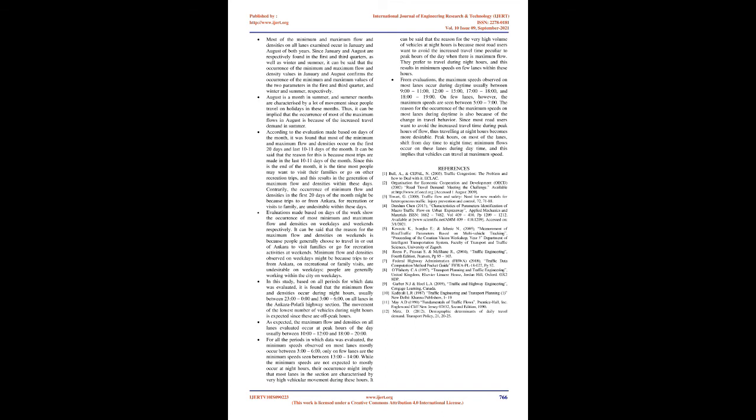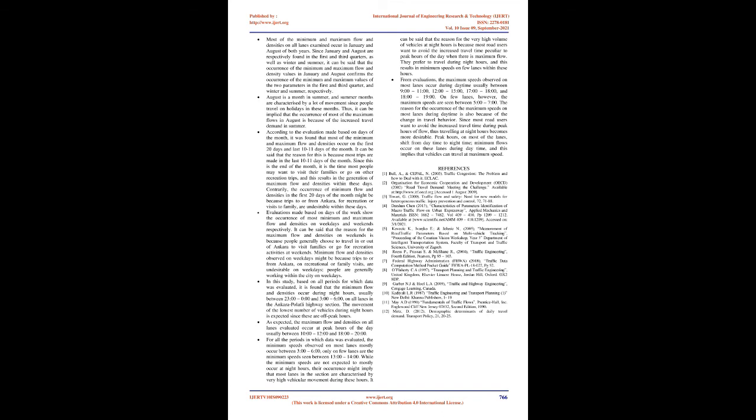In this study, based on all periods for which data was evaluated, it is found that the minimum flow and densities occur during night hours, usually between 2300 hours and midnight, and 3 o'clock and 6 o'clock, on all lanes in the Ankara-Polatli highway section. The movement of the lowest number of vehicles during night hours is expected since these are off-peak hours. As expected, the maximum flow and densities on all lanes evaluated occur at peak hours of the day, usually between 10 o'clock and 12 o'clock and 1800 hours and 2000 hours.